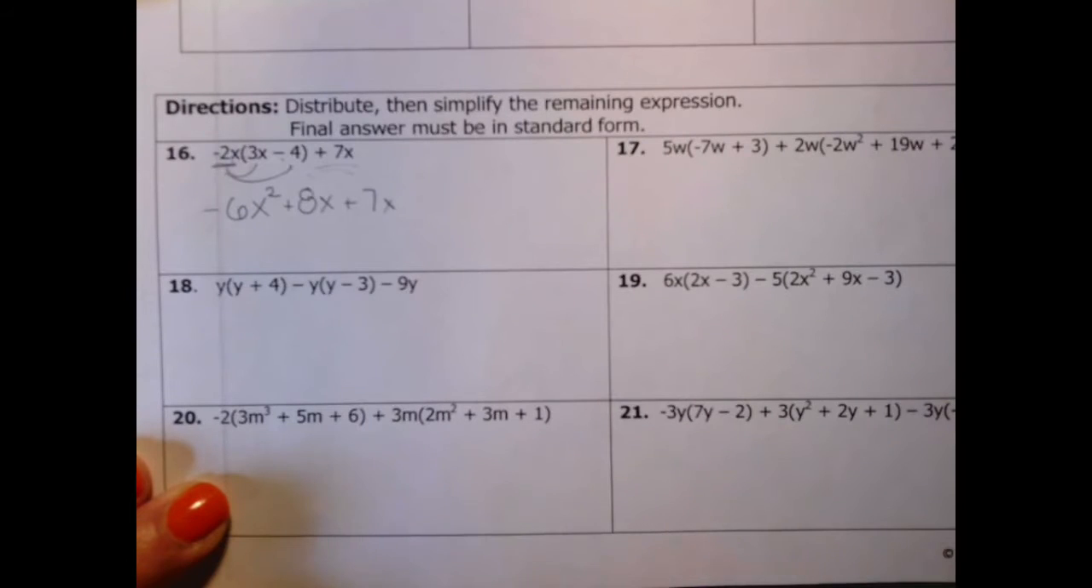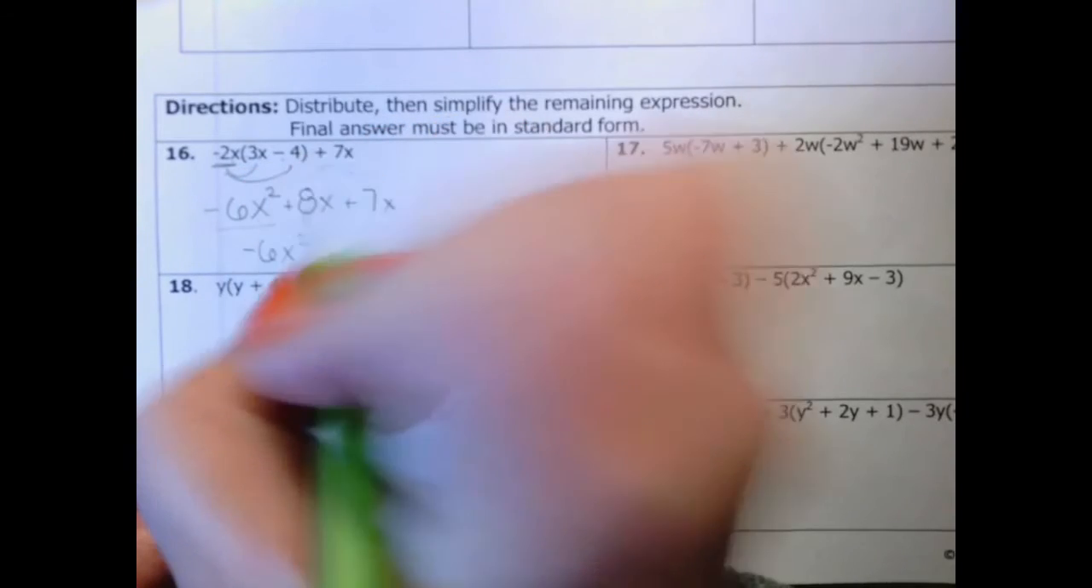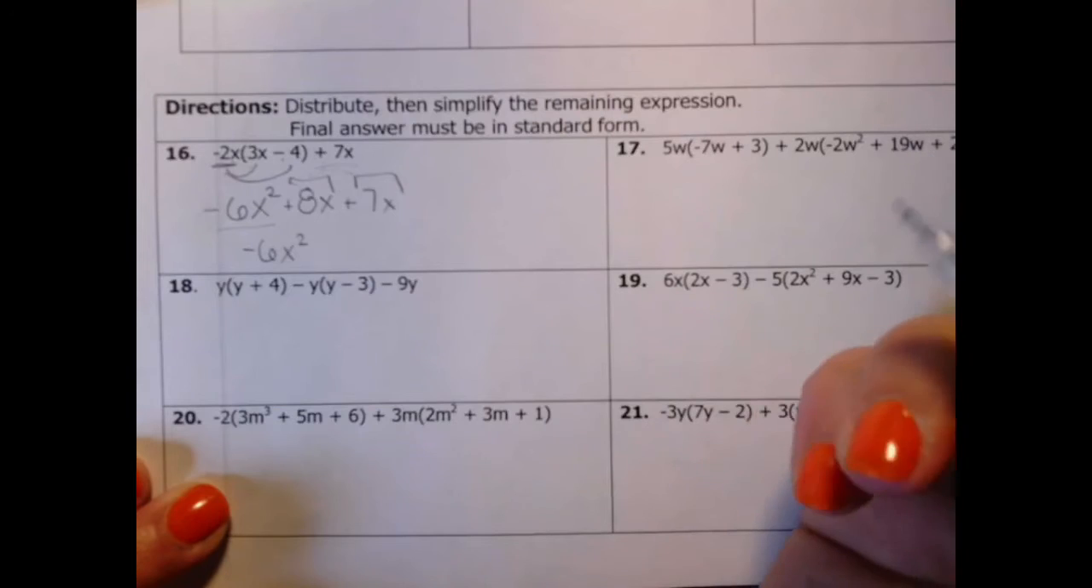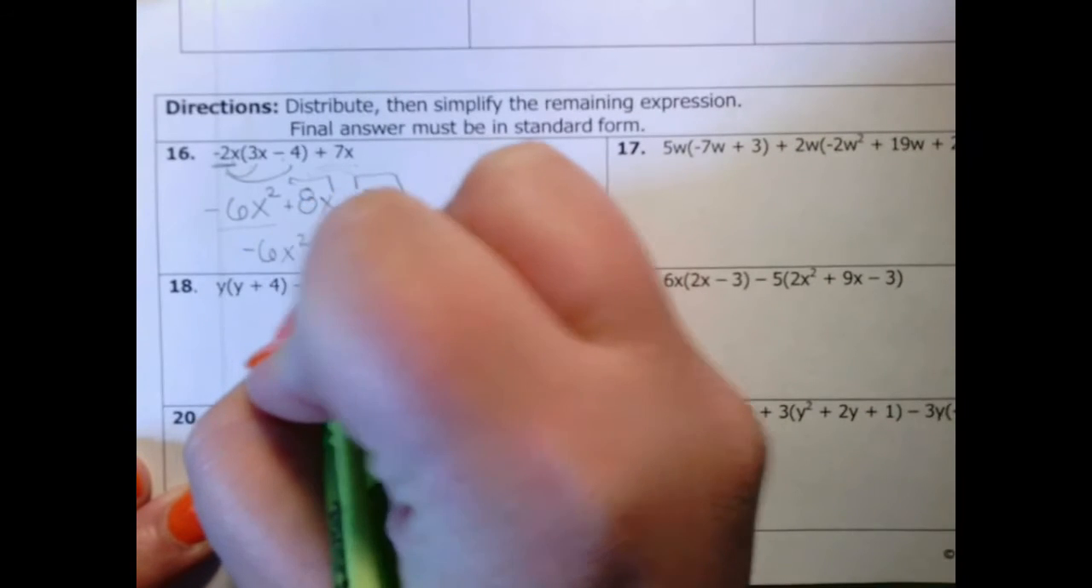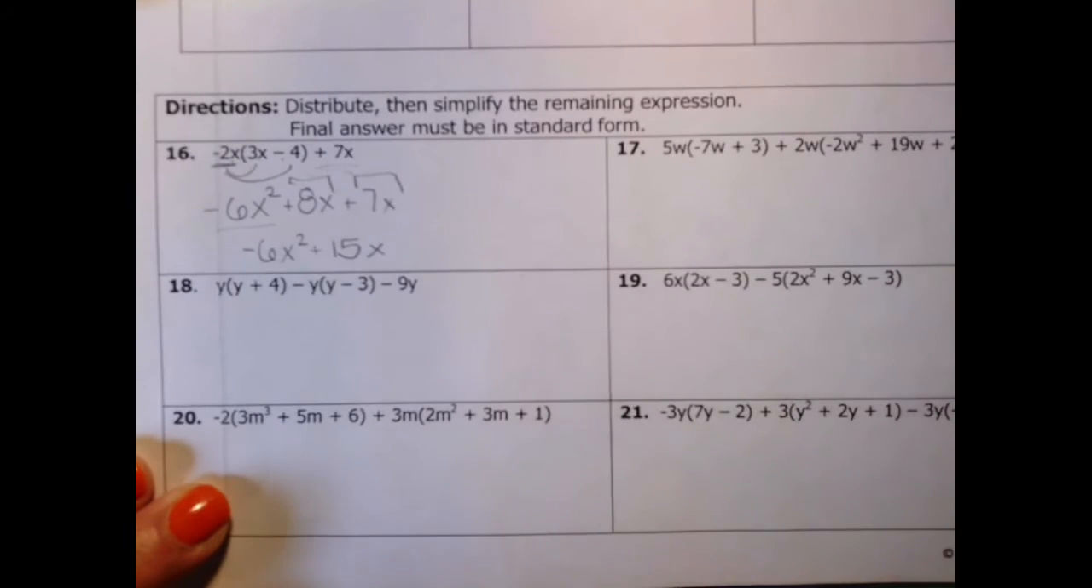Now I'm going to combine like terms. So I can't do anything with my negative 6x squared. That's going to stay as is. And then I have 8x and 7x. I can combine both of those, giving me 15x. 8 plus 7 is 15. And that is in standard form, so that is my final answer.